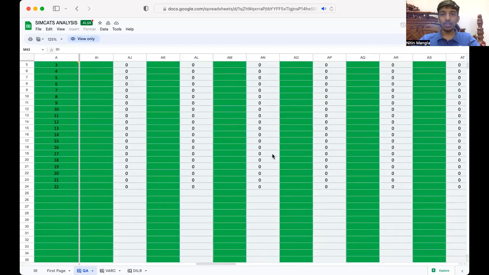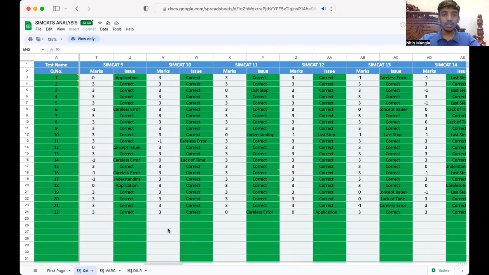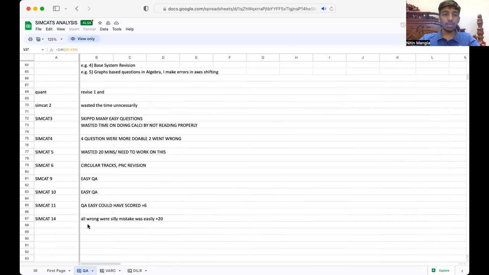So I'm pretty sure I scored more than expected in 9 and 10. So yeah, 41, 59. You can see it's a very high score, I would say. I was not very overwhelmed by this score because I knew that particular QA was easy. So this score needs to be there if I am preparing very well. So yeah, this was my QA part.